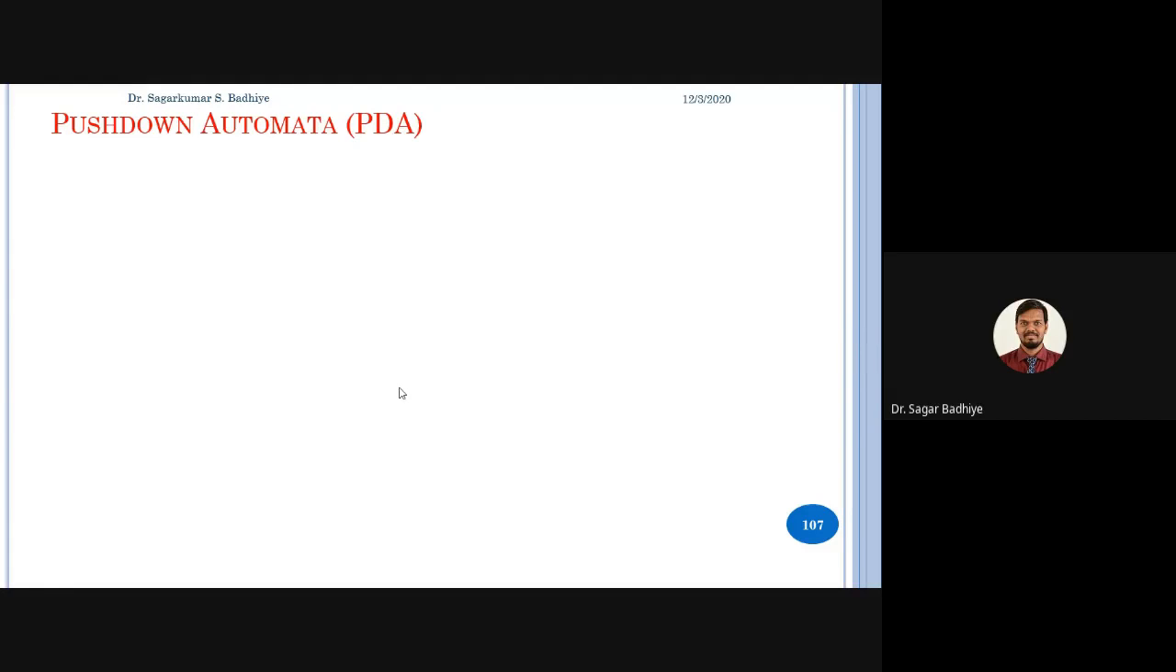Okay. So in the previous class, we discussed an example on pushdown automata and acceptance of a string by pushdown automata.